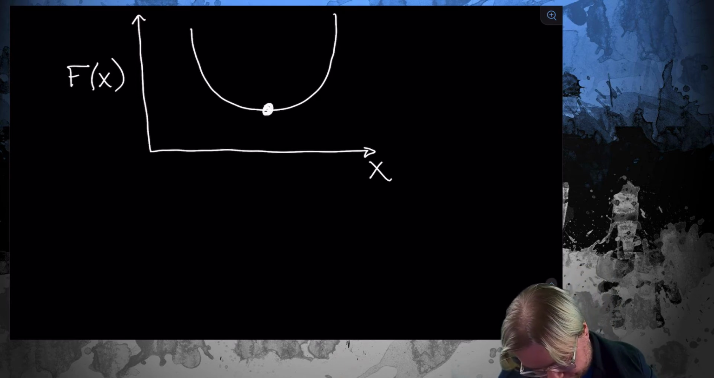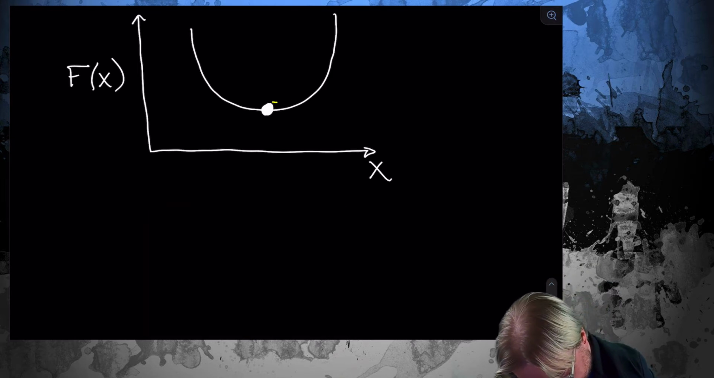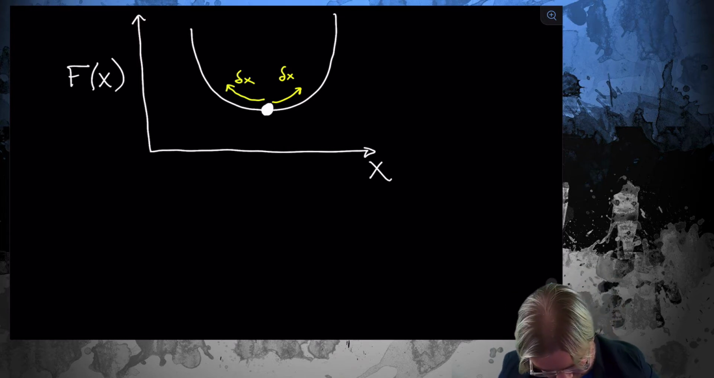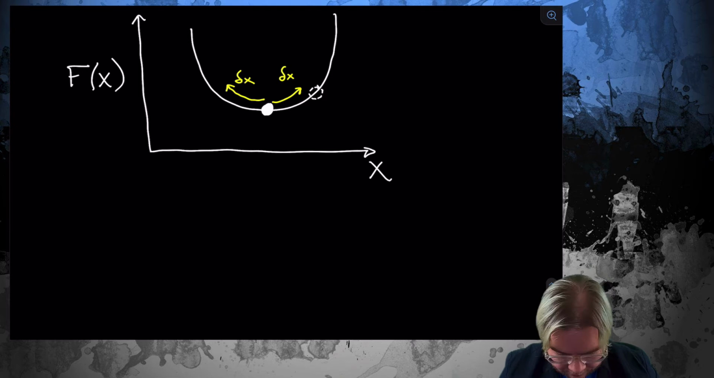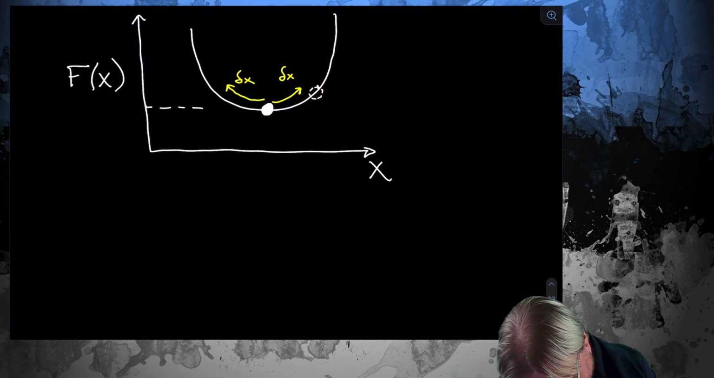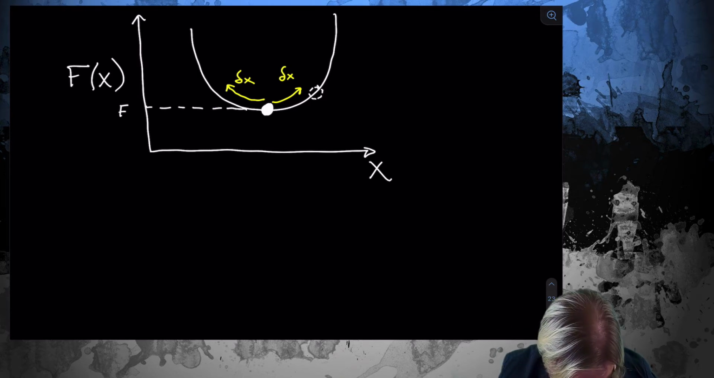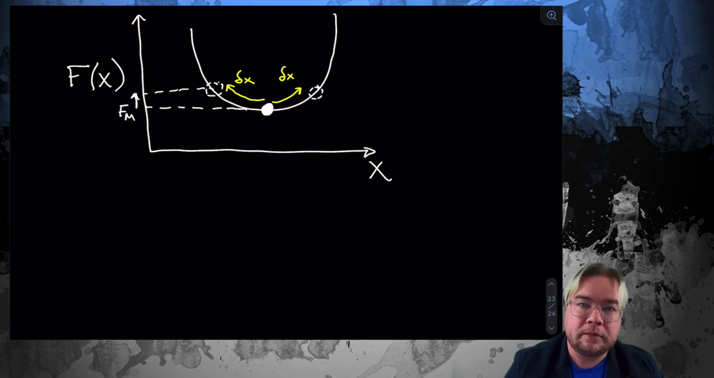If I prepare my system in a state like this and I get some fluctuation in x like that, then you see that if I create that fluctuation in x, I've increased the energy of my system, because here is the energy at the minimum. And if I trace, let me draw it on this side so it's clearer, if I trace this over to here, you can see that the energy has gone up.